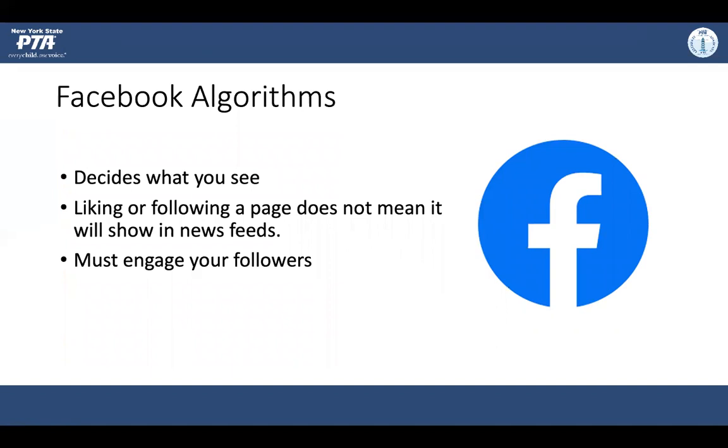Facebook algorithms, a simple explanation. Basically, the algorithms decide which posts people see every time they check their Facebook feed. For your page, this means that just because people like and follow your page, it does not mean that your posts will make it into their news feeds. To get there, you need to engage your followers.